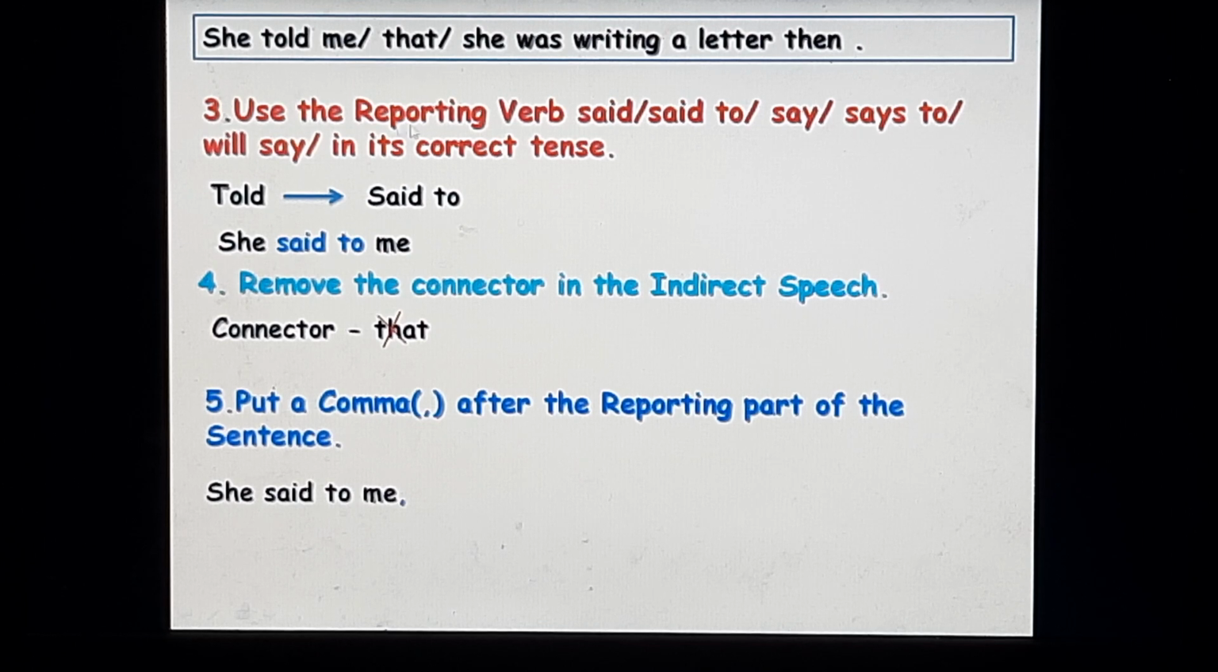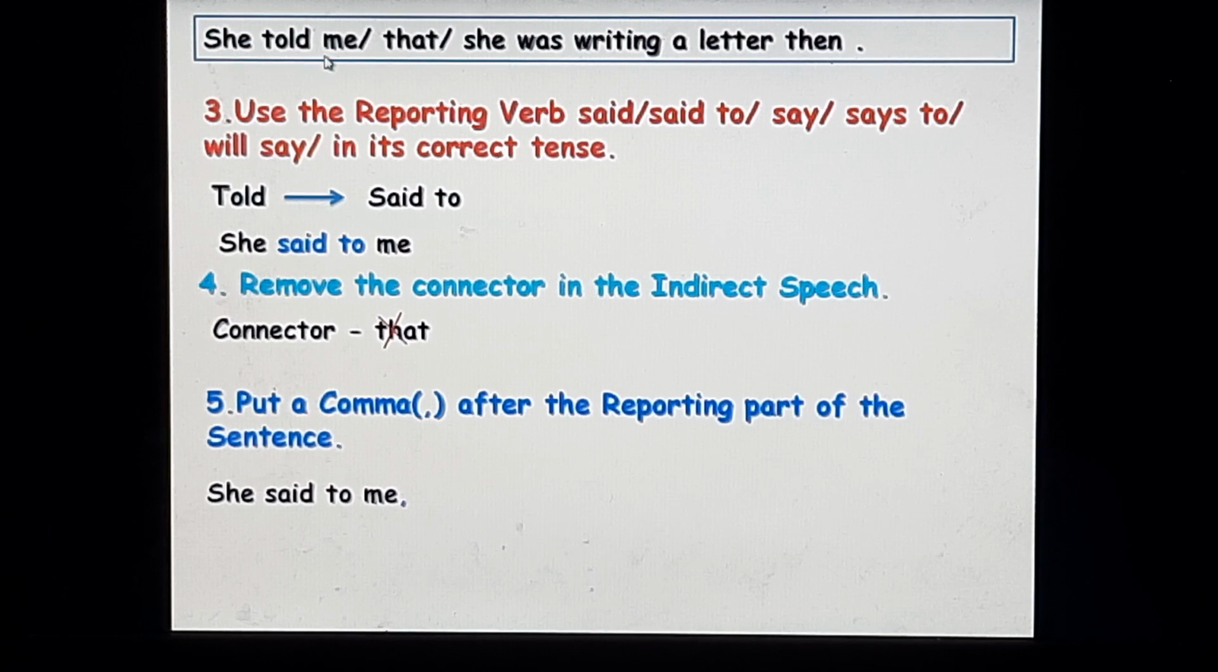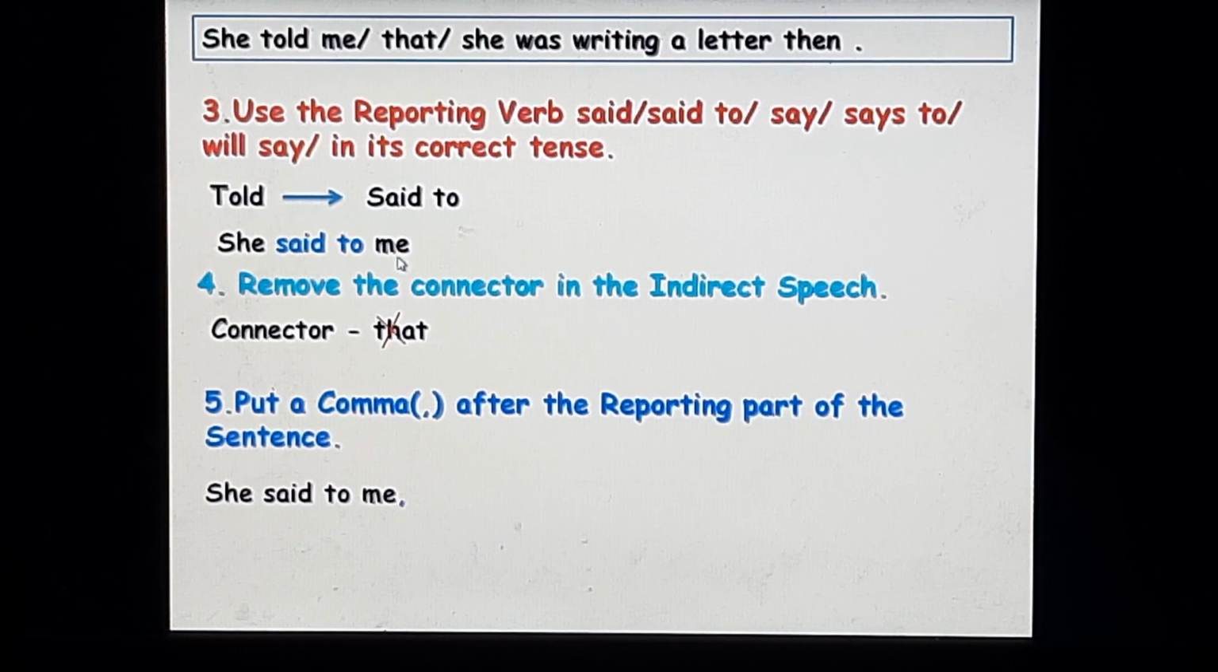Next, you must use the reporting verb said or said to or says to, will say in its correct tense. So, if the reporting verb in the indirect speech is told, the correct tense that you have to use is said to in the direct speech. If it is going to be says to, you will use tells. Okay. So, now your first part of the sentence, she told me, will become she said to me.